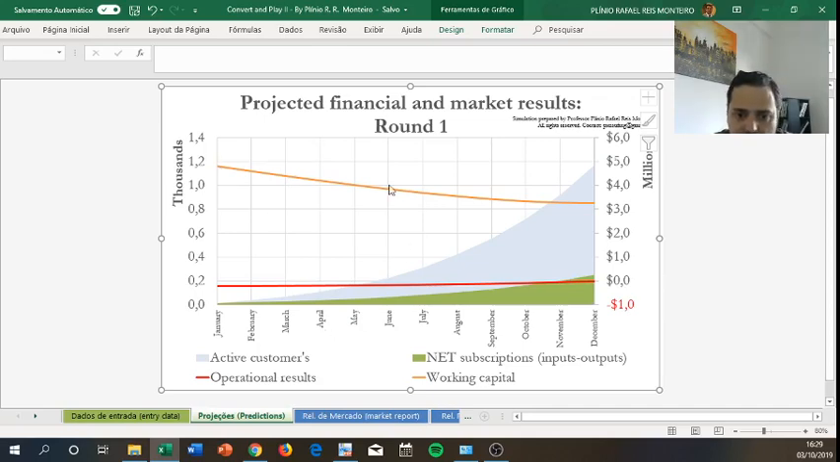And this orange line represents your working capital. So how much money do you have to invest? If that happens, this will be the scenario. Okay, that's not a very good scenario for me. Let's do something better. I believe that I can do better with that.